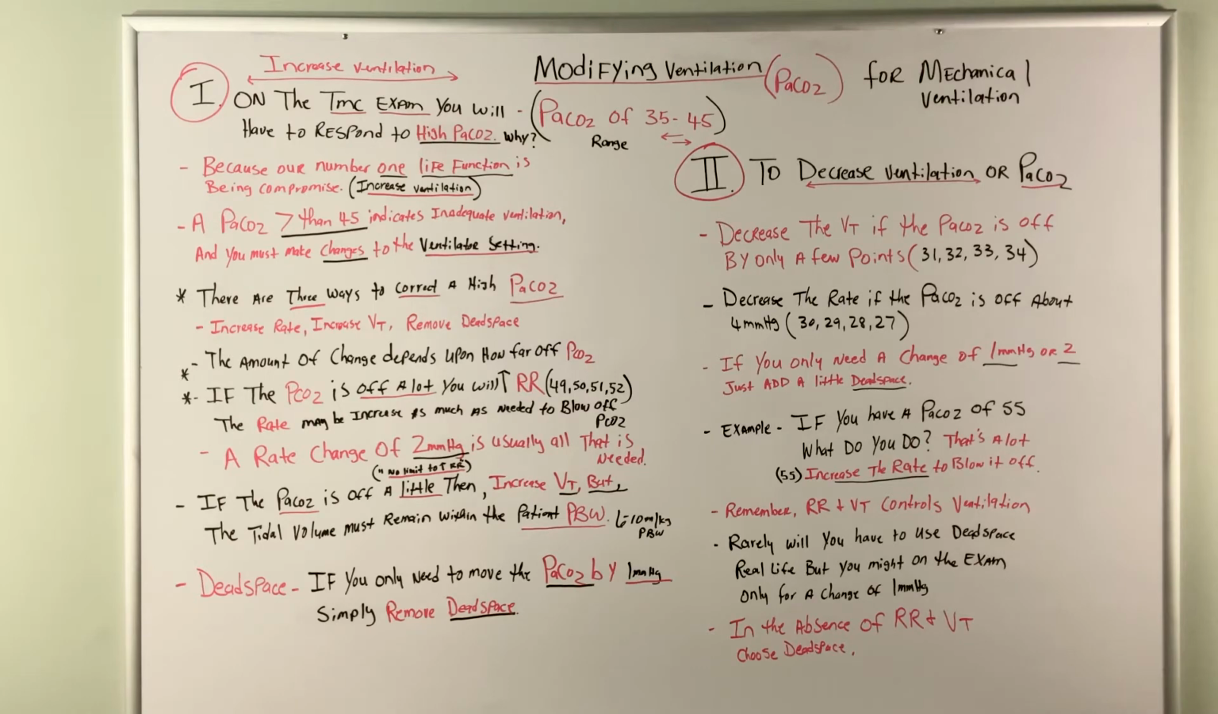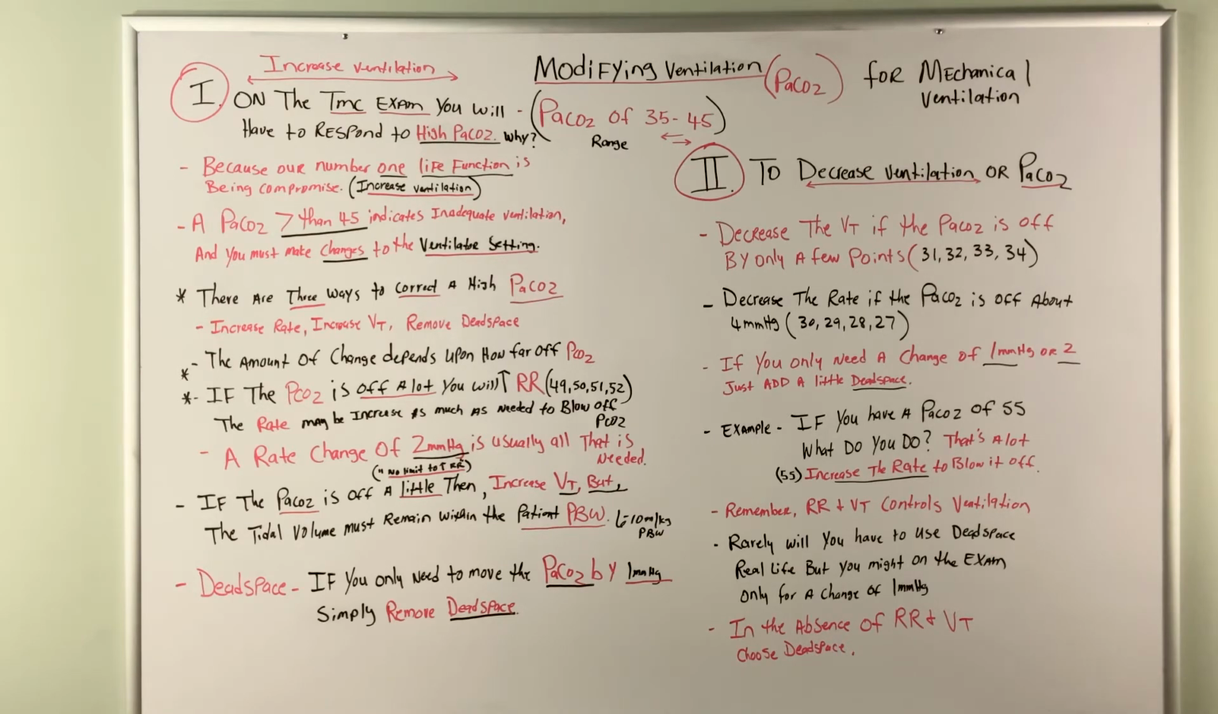So to begin our lesson, a PaCO2 of greater than 45 indicates inadequate ventilation, which simply means that you're going to have to make some changes to the ventilator settings. Now, there are three ways that we correct a high PaCO2. Number one, we increase the respiratory rate. Number two, we increase the tidal volume. And number three, we remove dead space. The amount of change to your settings depends upon how far off the CO2 is.